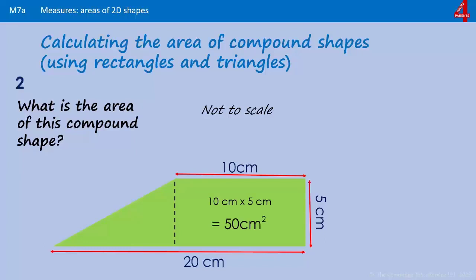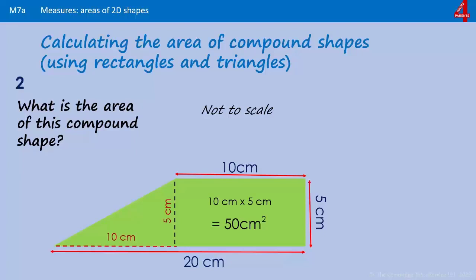To find the area of the triangle, we know that that is going to be the same height as the rectangle, so that's 5 centimetres high. To work out the width of that, if the base of the whole shape is 20 centimetres and the base of the rectangle is 10 centimetres, we have to take that 10 away from the total 20. That means that the triangle has a base of 10 centimetres.